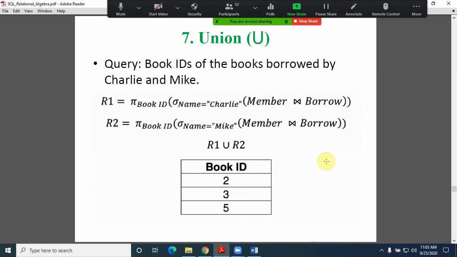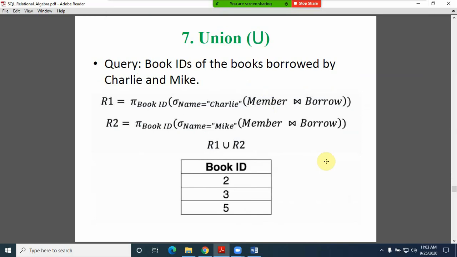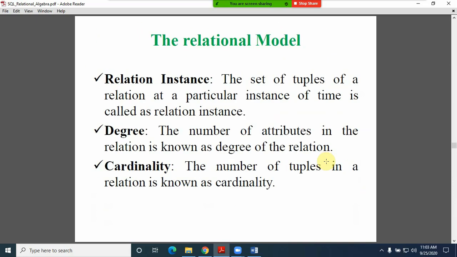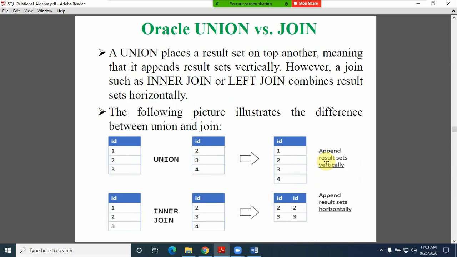Next is the union, friends. What is the union in typical SQL? What exactly does union say? Union allows us to combine all the records from the first table as well as the second table. We have seen the differentiation between union and join also, friends, while working with various operators. Let me go to that. We have come across the difference between union and join.